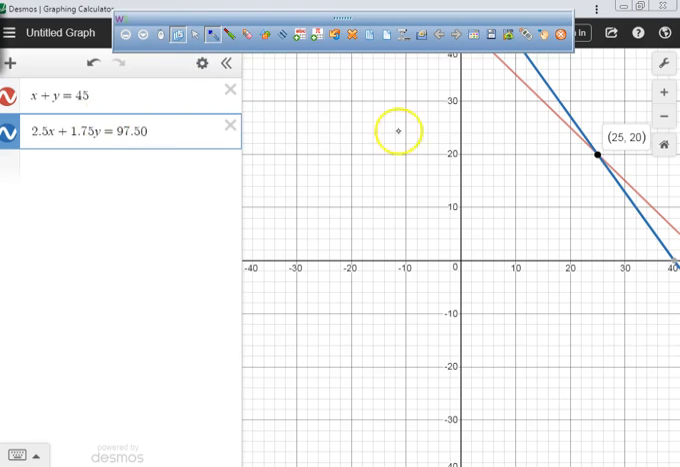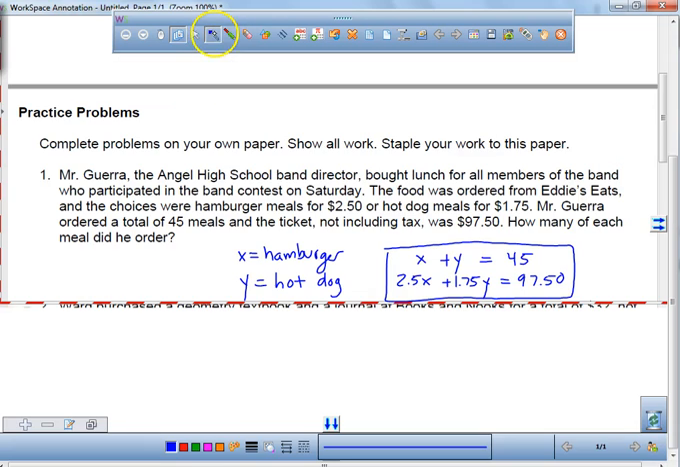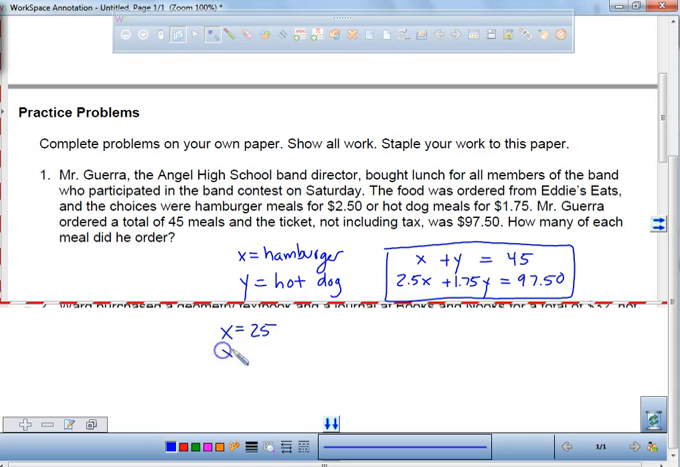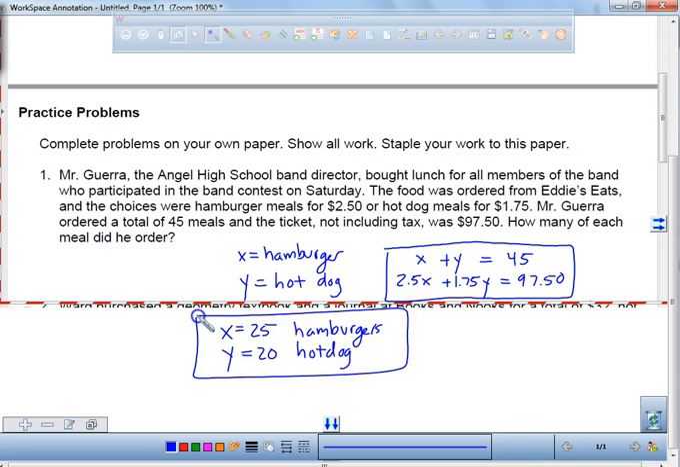You'll notice that this answer is reasonable because 25 plus 20 does equal 45, and when you plug those numbers in, that will equal 97.50. So our x value equals 25, and our y value equals 20. So they ordered 25 hamburgers and 20 hot dog meals. And that would be your answer. As an ordered pair, it was 25 and 20. Okay.